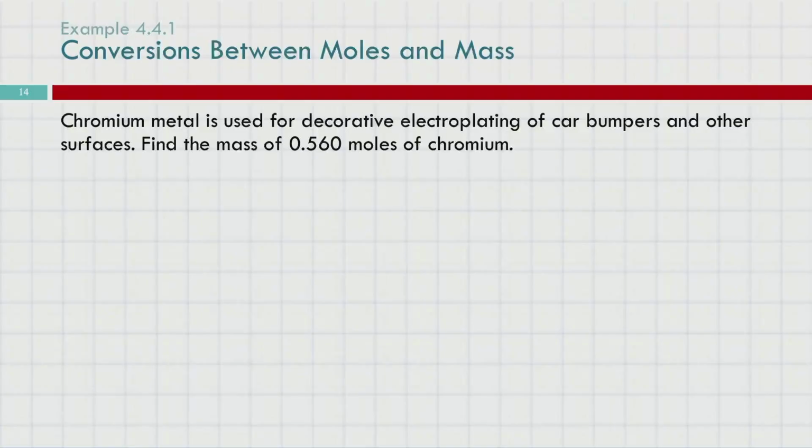All right, chromium metal is used for decorative electroplating of car bumpers and other surfaces. That's that real shiny look, that chrome look, chromium. Find the mass of 0.560 moles of chromium. So we are given moles chromium. We need to find mass. What do we use to convert from moles to mass?